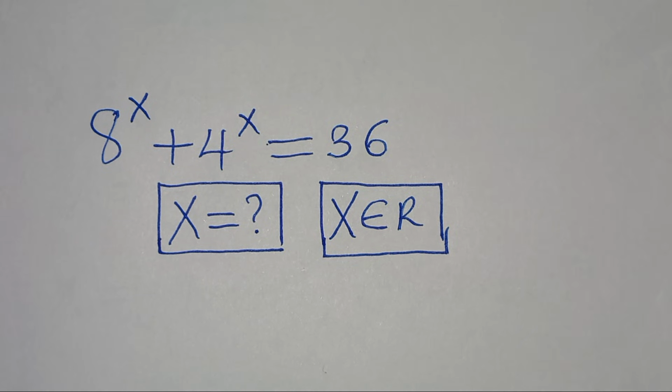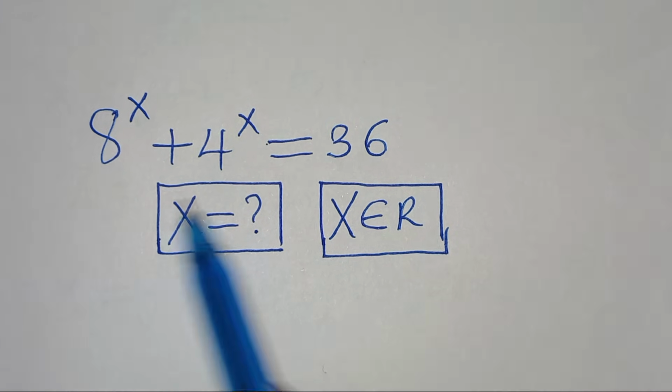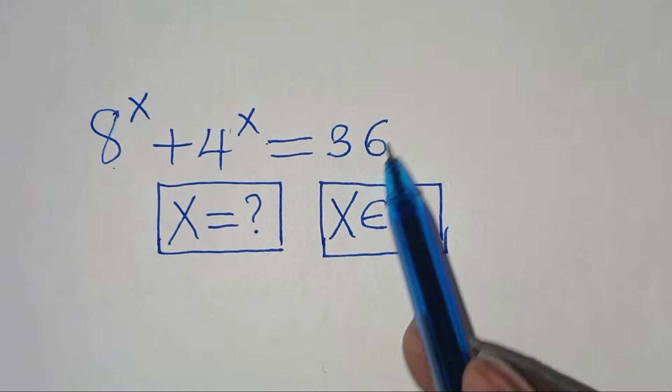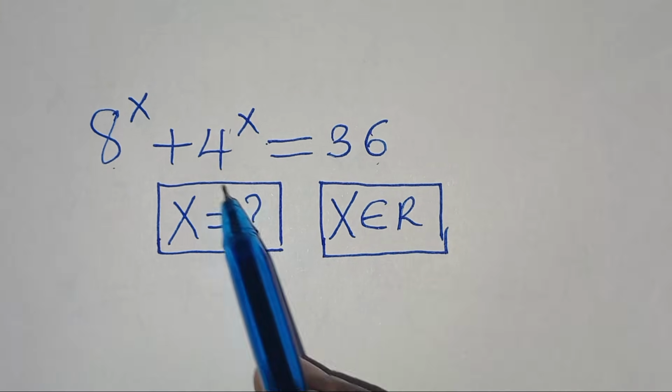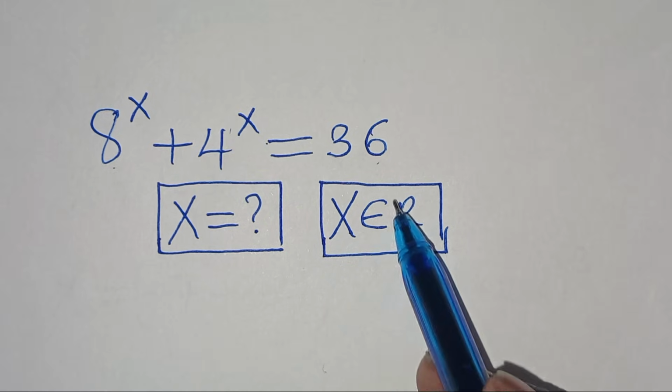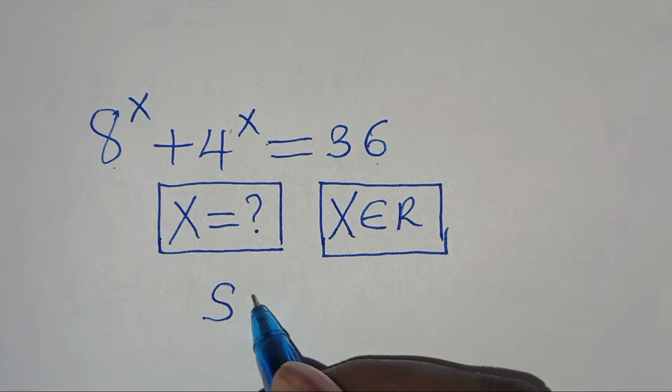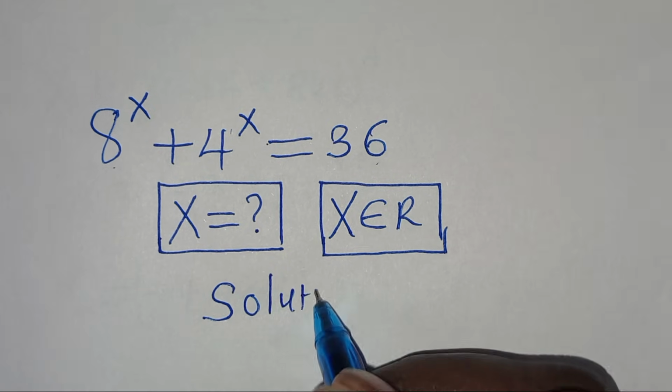Hello everyone, you're welcome to solve this nice math problem, which is 8 to the power of x plus 4 to the power of x. This is equal to 36. So what is the value of x given that x is an element of real numbers? Now let's provide a solution from here.